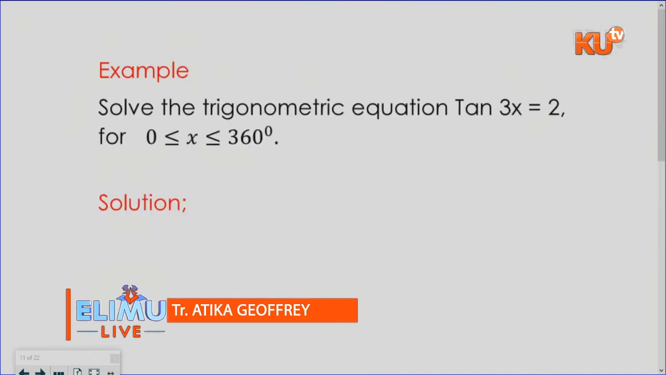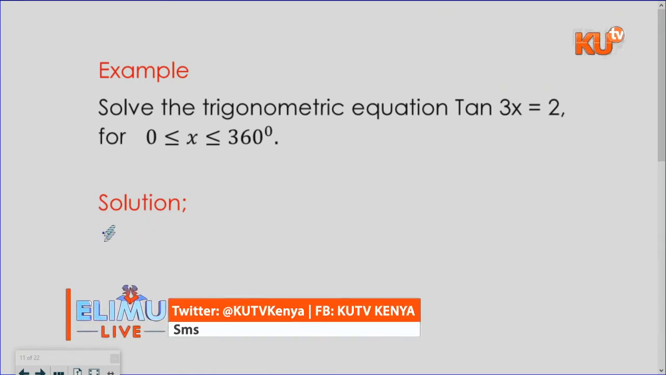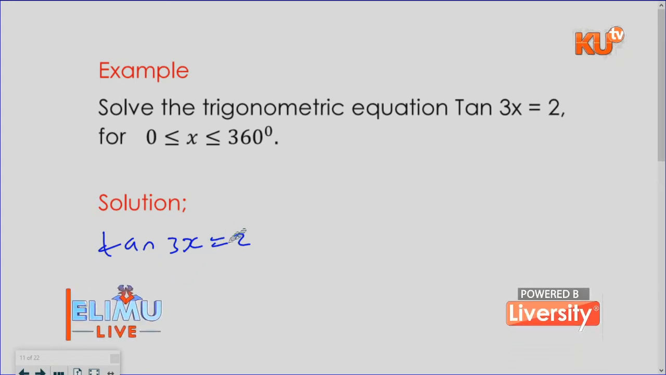Wow, very good example here. Solve the trigonometric equation tan 3x is equal to 2. The range of x is given from 0 degrees to 360 degrees. So the solution to this, very quickly because we have a lot to cover, we have tan 3x is equal to 2. So here we are going to put this 3x aside first of all and focus on getting our theta.